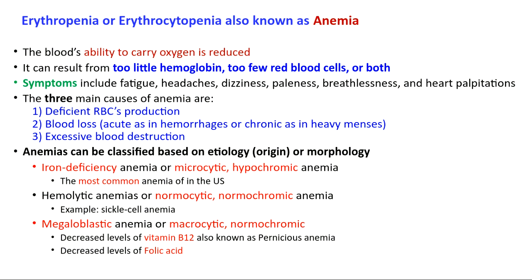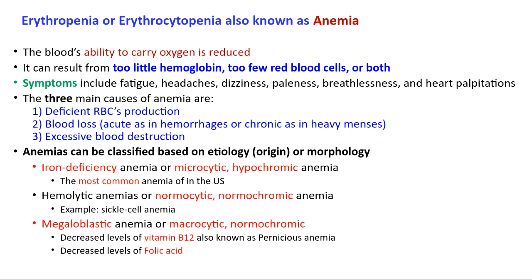Based on the morphology or the origin of the condition, that's how we classify the anemia. So we can either look at the morphology and say, okay, the cells are microcytic hypochromic, that's associated with iron deficiency, or we can say the etiology or origin is iron deficiency, because we have low levels of iron, and we are going to see the characteristic morphology will be microcytic hypochromic.